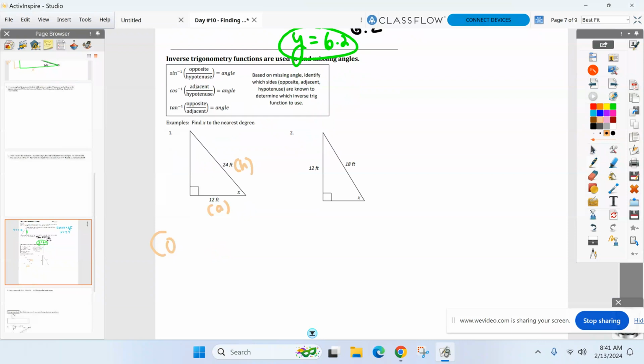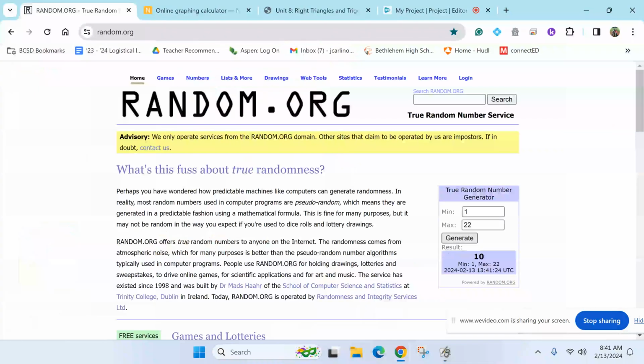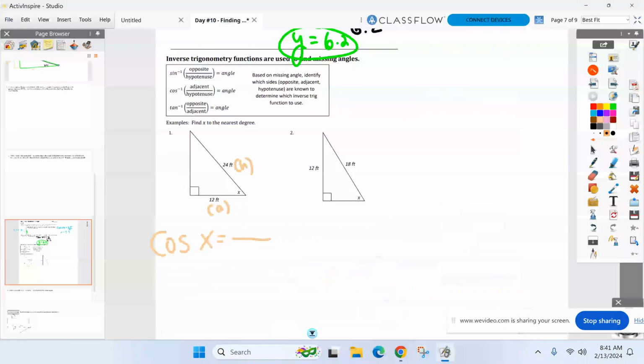Cosine, but now instead of putting a degree measure, we're going to put x, because that's the angle, equals, what ratio are you going to put over here? Henry, what's going to go on the right side? 12 over 24. Has anything changed yet? Okay, everybody stop, because now it's going to change.